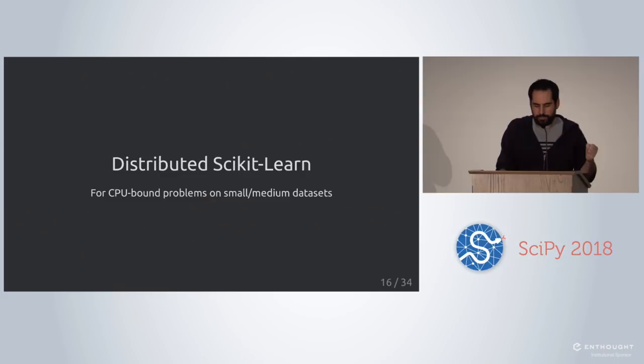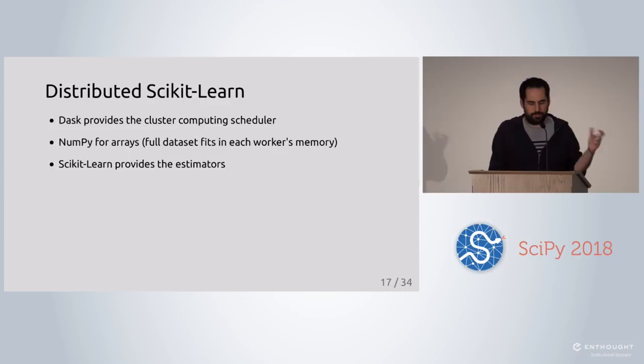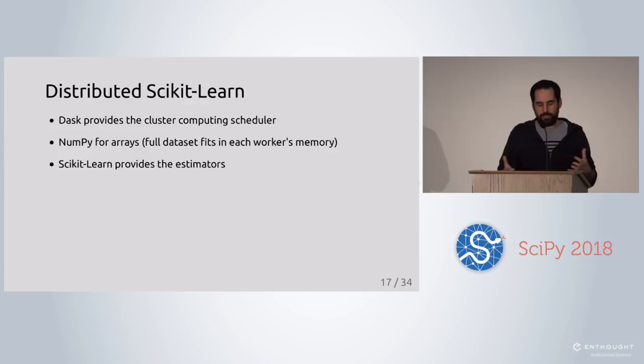So first, let's focus on CPU-bound operations on small or medium data sets that fit in a couple of gigabytes or tens of gigabytes on a single node. A traditional way to do that in scikit-learn is to plug scikit-learn into Dask. Dask will provide the cluster computing scheduler. We will load the data in a single NumPy array that fits in memory on each of the workers of the cluster. And scikit-learn will provide the logic, the mathematics of the scikit-learn estimators.